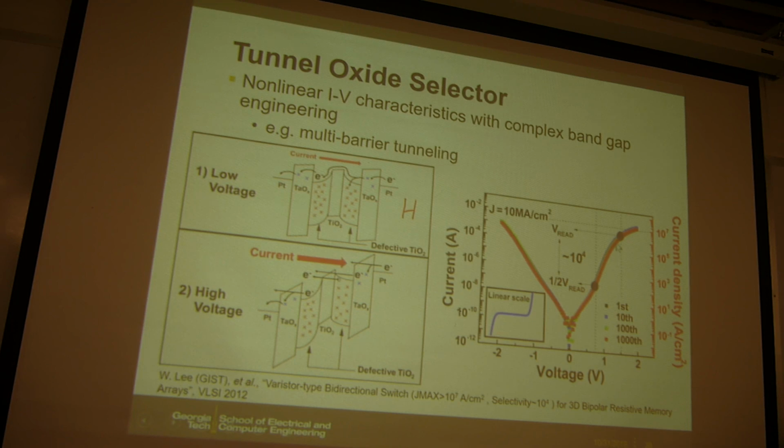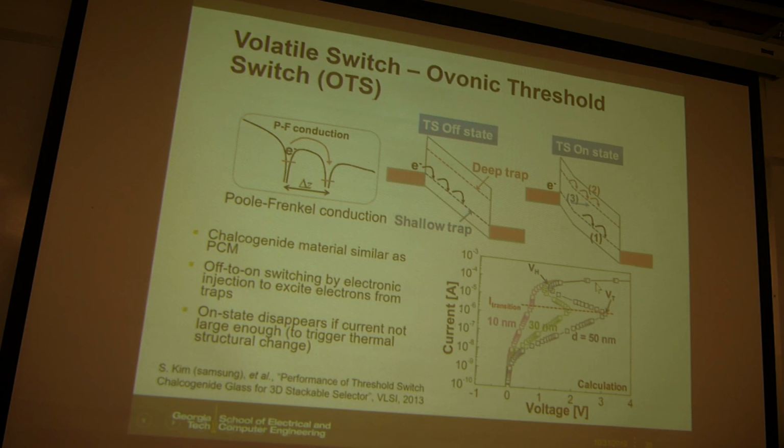So then the on-off ratio, right? From V and half V. And the second one is called OTS, the Ovonic threshold switch. This is a little bit, let's say, strange, because this material is the same as the phase change memory, the chalcogenide material. But the detailed composition may be a little bit different. So this material is like phase change memory, but it does not go through the phase change, the crystalline to amorphous transition. But the material is very similar to the phase change.